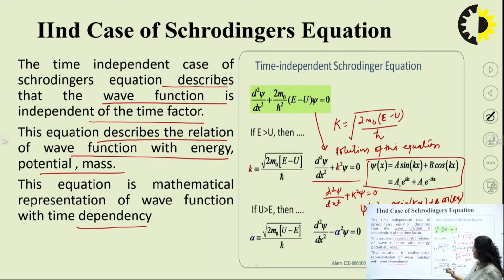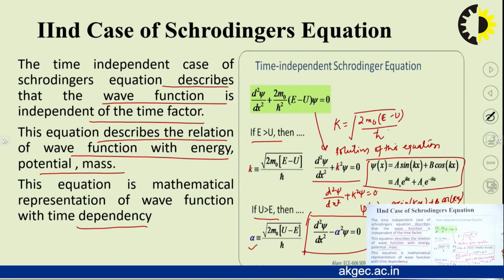So in the first case, E is greater than U. In the second case, if U is greater than E, then small a has the value of the square root of 2m (U minus E) upon h cross, and in that case we have a relationship for the solution like this: del square psi upon del x square minus a square psi equals 0.